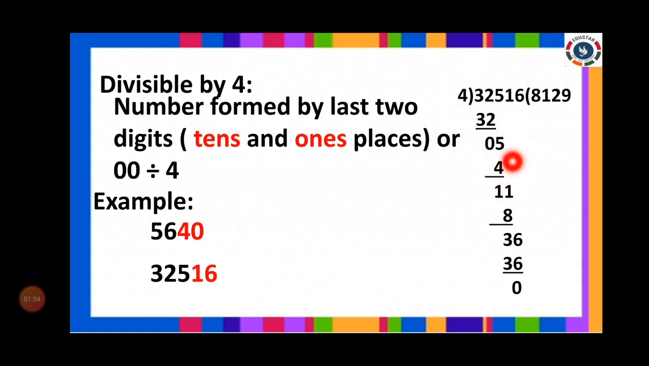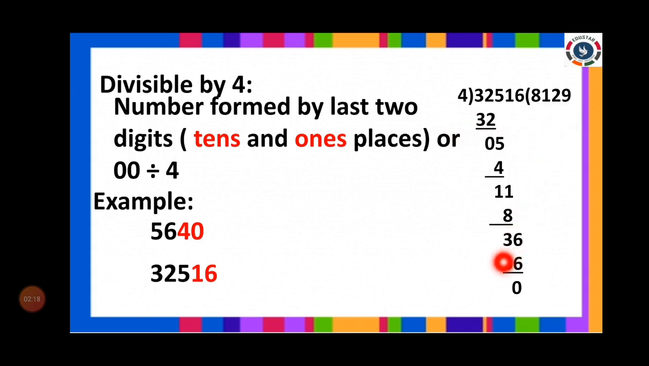Then bring the next number down, 11. 1 becomes 11. In 11, 2 times 4 is there, so I write 2 at the top and 8 at the bottom. Then subtract, I get 3. Next, bring 6 down. So 36. How many times is 4 in 36? 9 times. So I wrote 9.